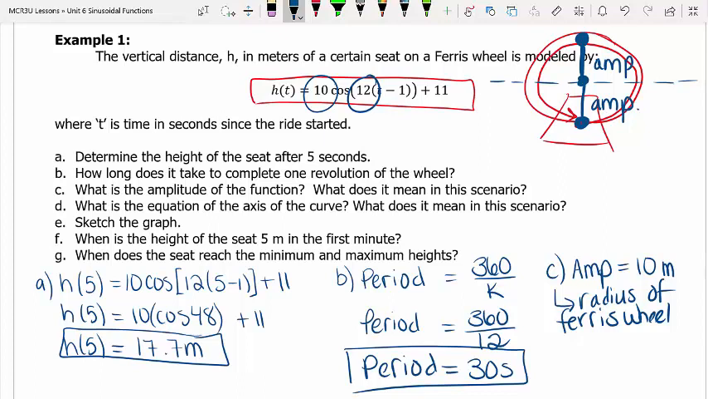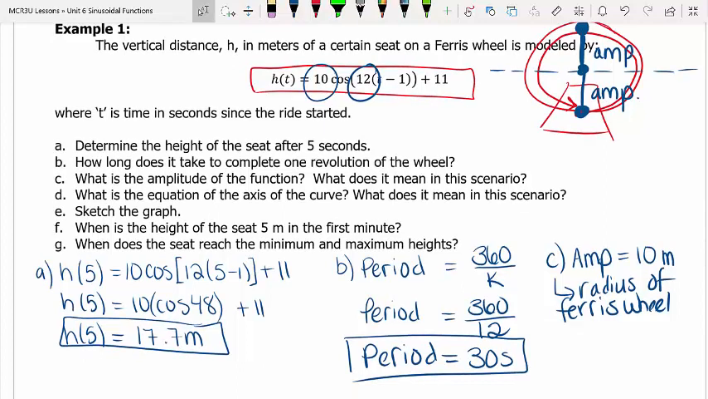Part D, what is the equation of the axis of the curve, and what does it mean in this scenario? Well, we already know that the axis of the curve is going to be the distance that is halfway between the max and the min, which is our q value. So to answer the question, what is the equation of the axis of the curve, let's look at our equation and use the q value. So the equation of the axis of the curve is y is equal to 11.